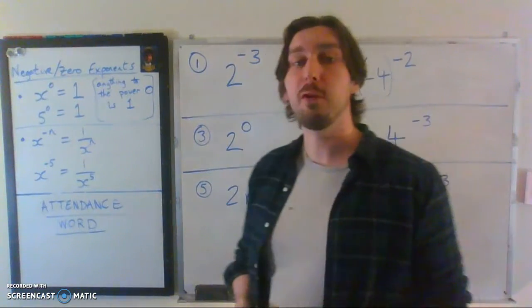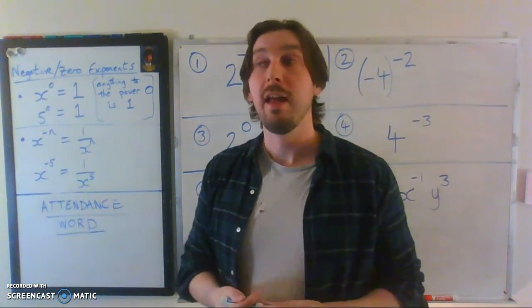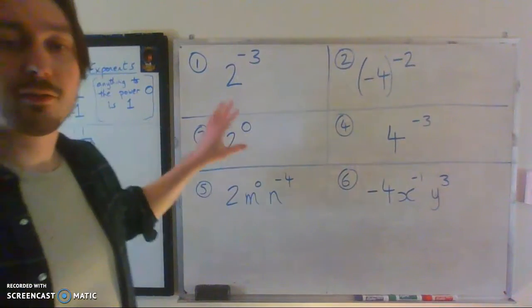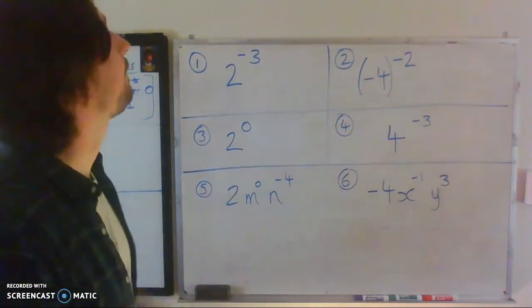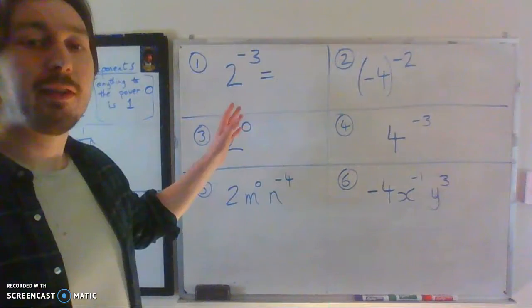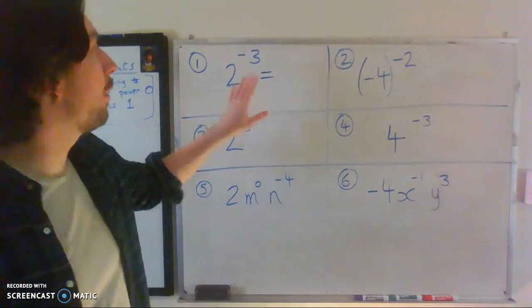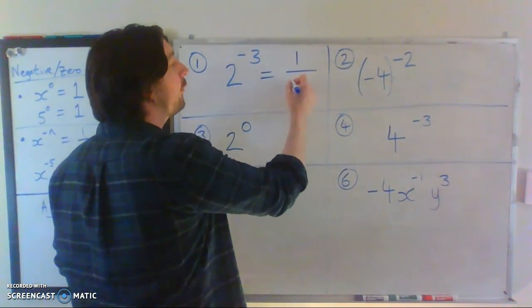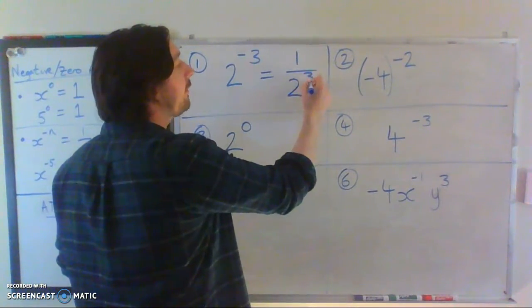I'm going to do the first half of your worksheet, and you're going to do the second half this week. So here's the first 6 questions which I'm going to do. We're just going to express this as a positive power. To do that, I have to make it 1 over 2 to the positive 3.